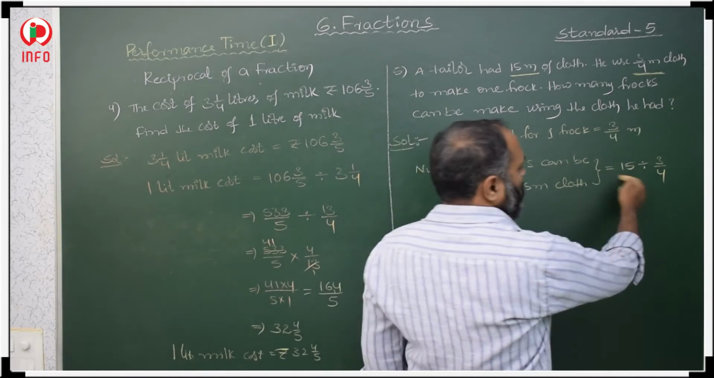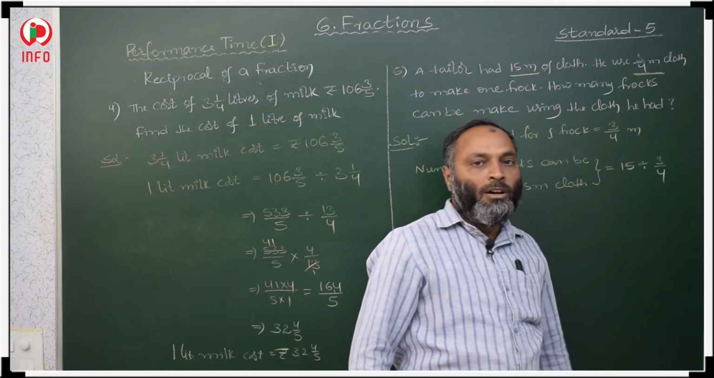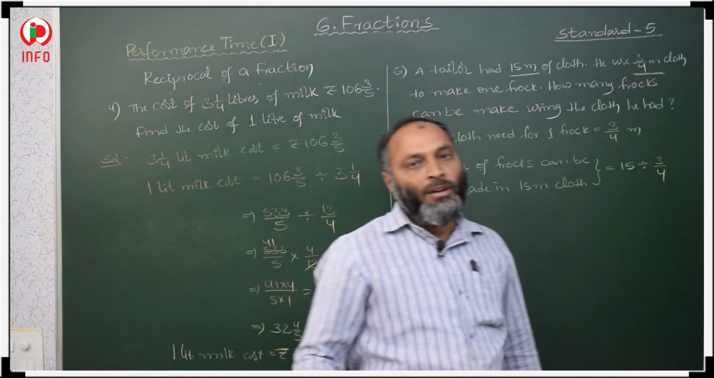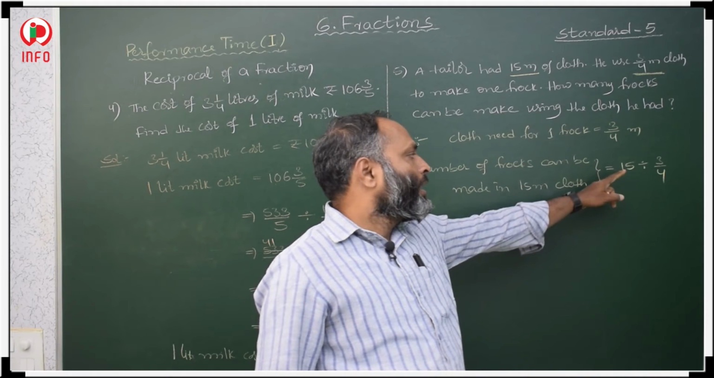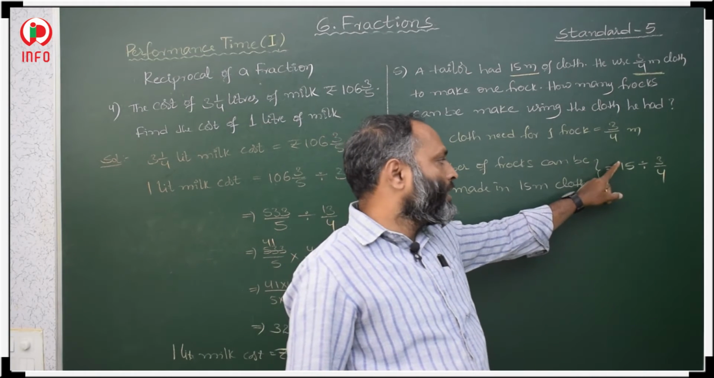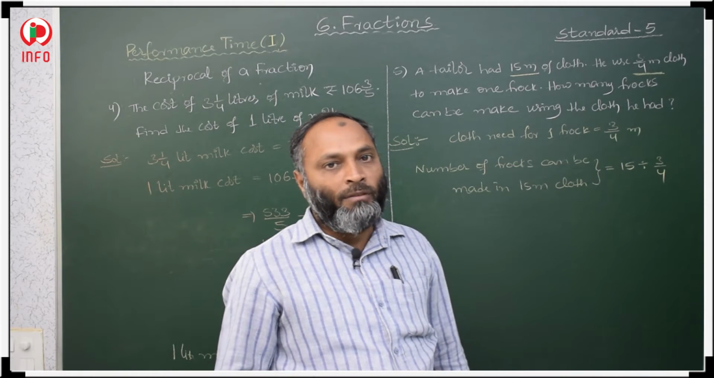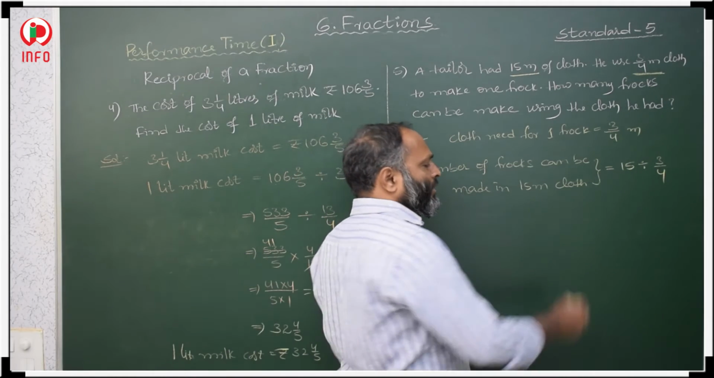So the total length of the cloth is divided by the cloth needed for one frock. How much cloth is needed for one frock? With that we have to divide the total length of the cloth he has by the cloth required for one frock.